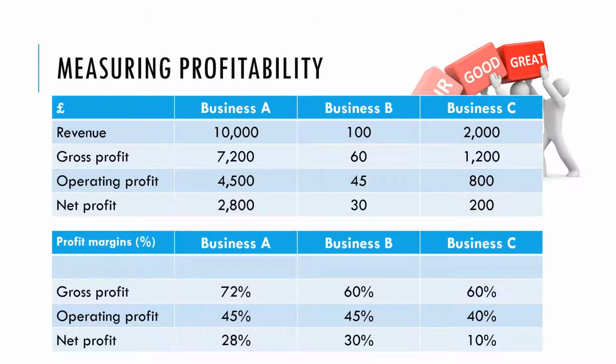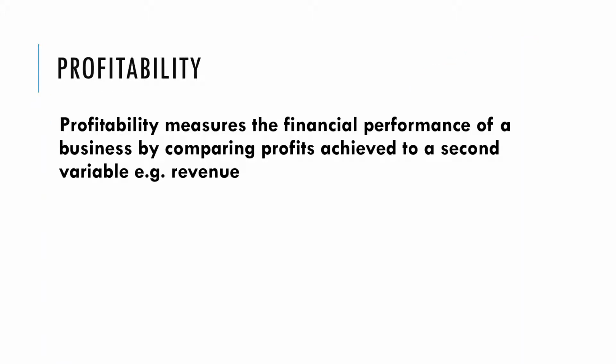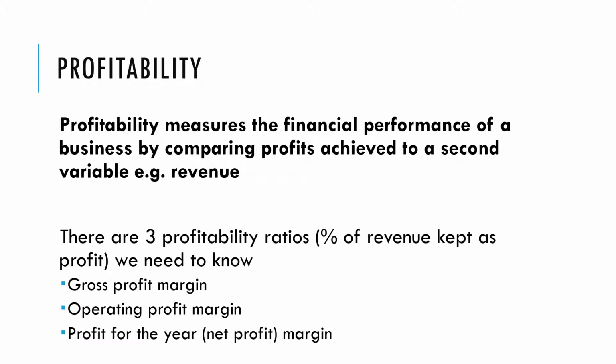And that's what profitability is all about. It's about how effective a business is at generating profit from its activities. So let's take this down in our notes. Profitability measures the financial performance of a business by comparing profits achieved to something else. For example, revenue. Comparing profits to revenue gives you an idea of how profitable the business is. And in business, we'd normally measure it by using three ratios, or three percentage calculations. And these are gross profit margin, operating profit margin, and profit for the year, or net profit margin. And we need to know these three.